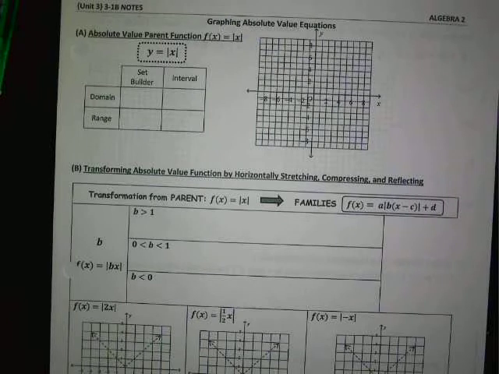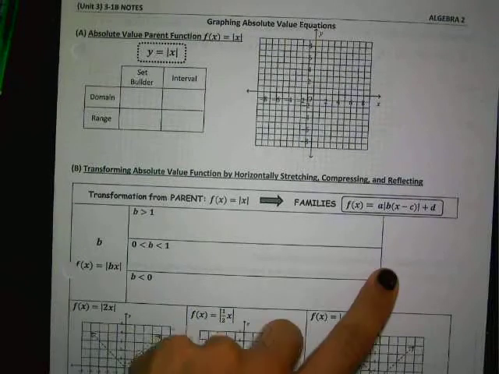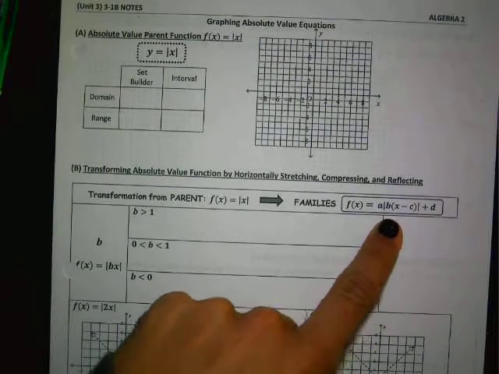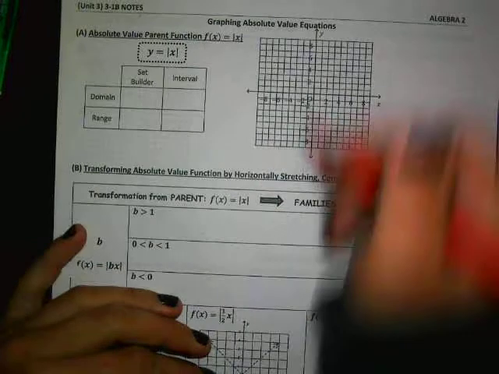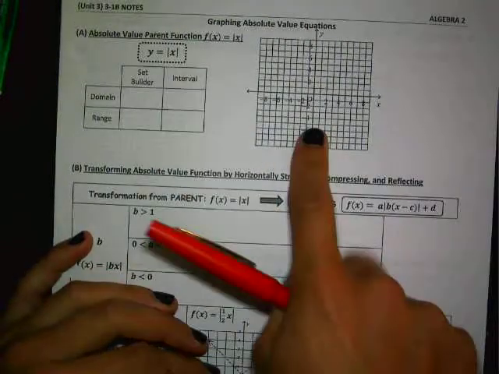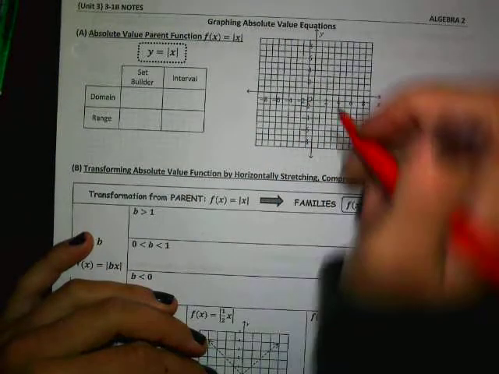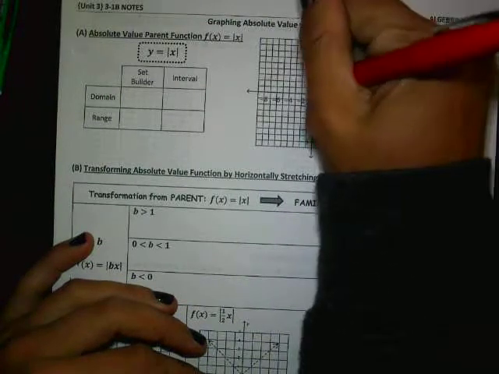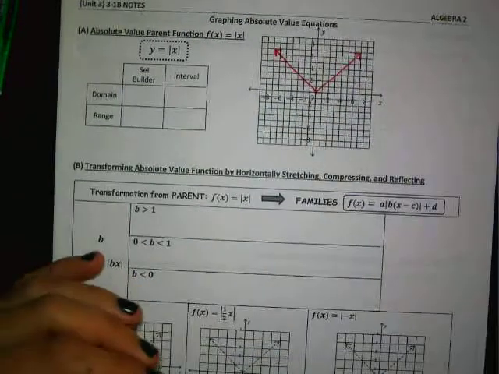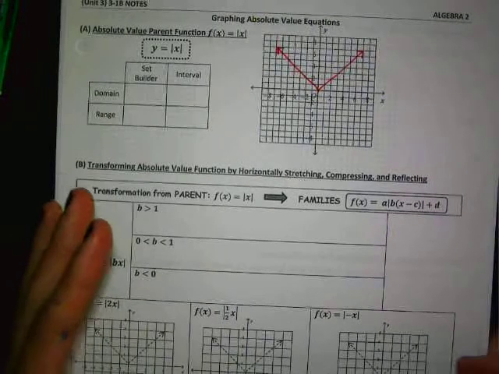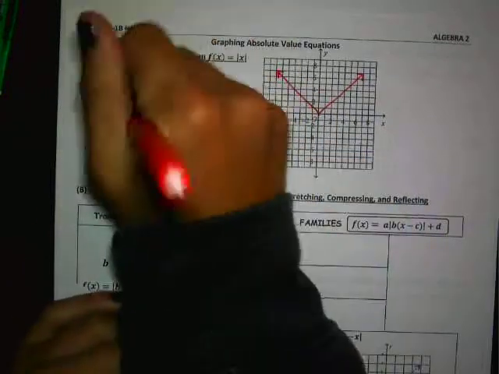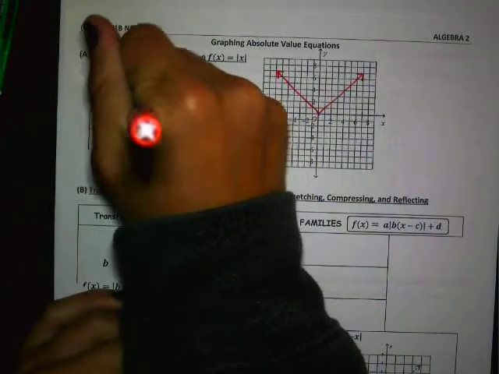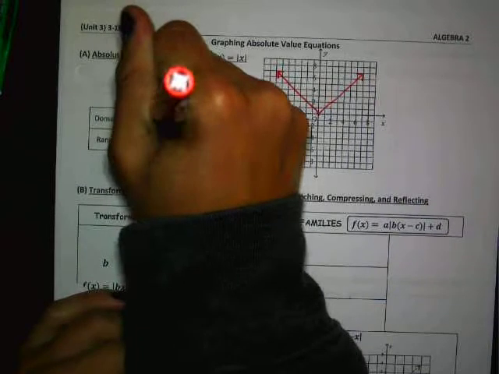These absolute value equations, but today we're going to be dealing with this b value in your equation. This first part is just another review. What does the absolute value function look like? A V. What's the domain for all absolute value functions? All real numbers, or negative infinity to infinity.